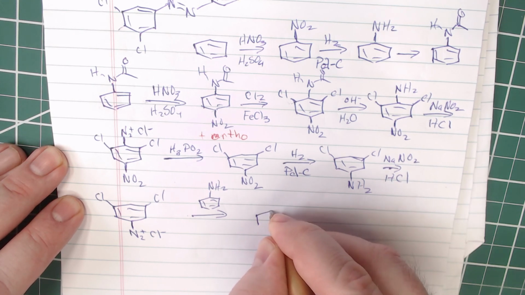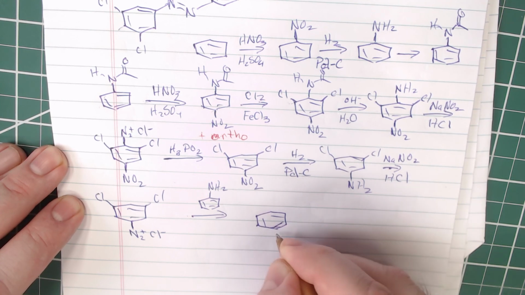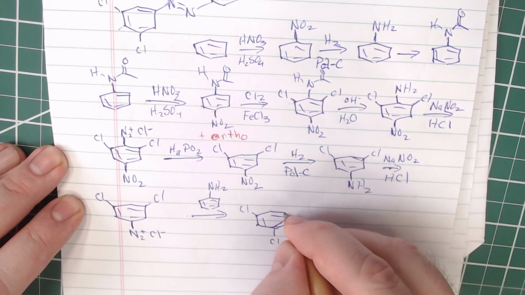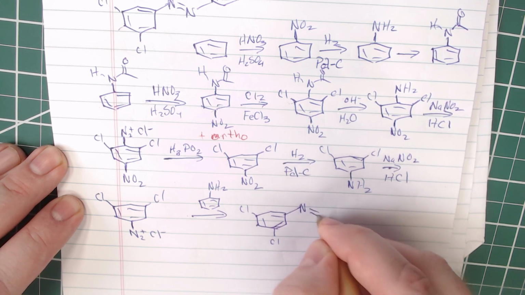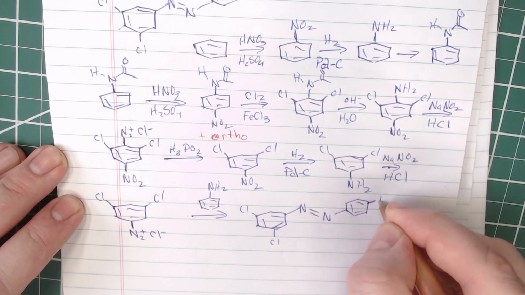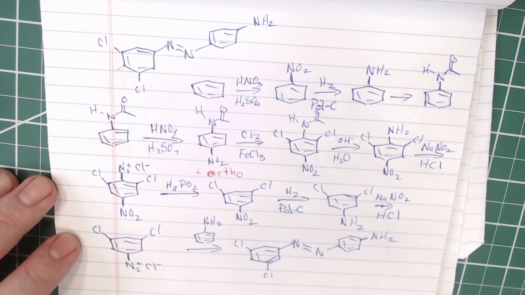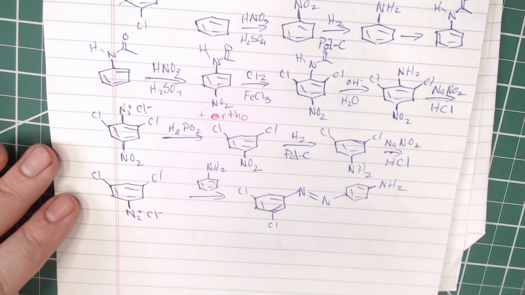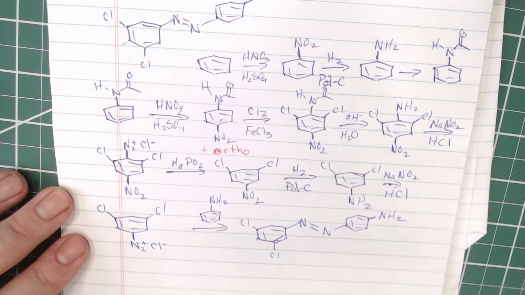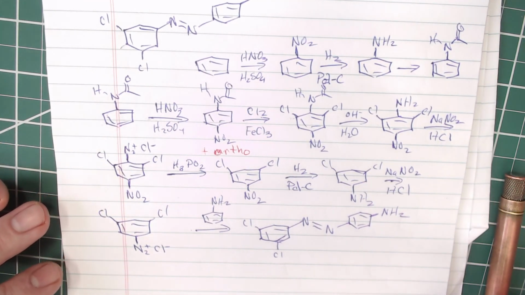And I'm going to draw it sideways so that it's easier to see here. So Cl, Cl, nitrogen, double bond nitrogen, NH2, and that is our final product up there. So, pretty cool synthetic pathway.